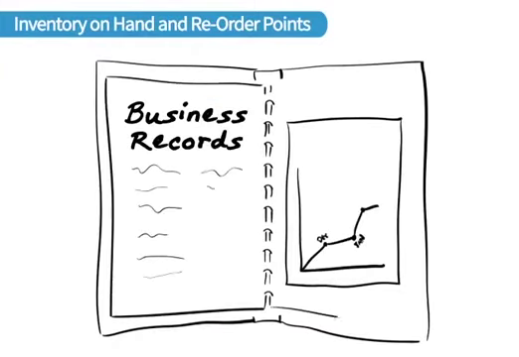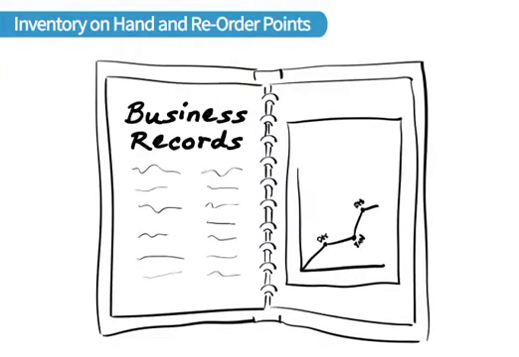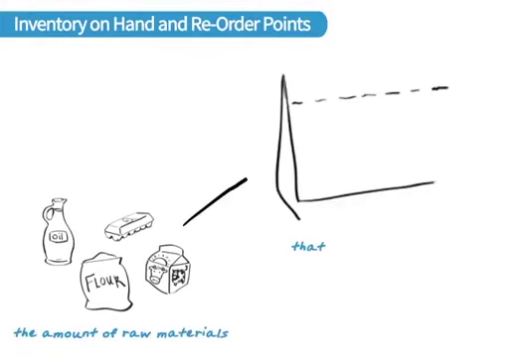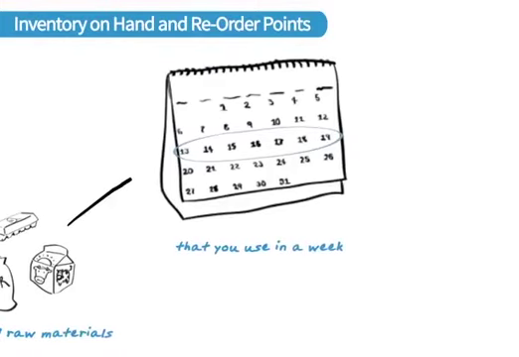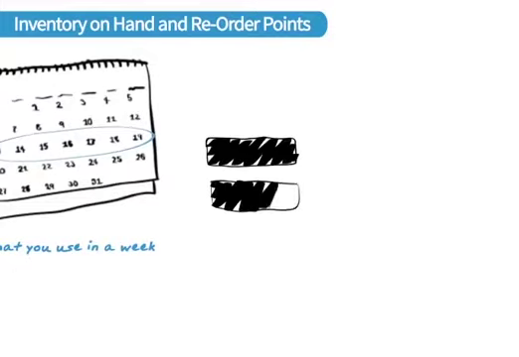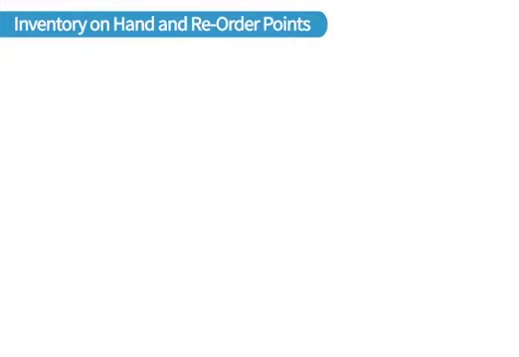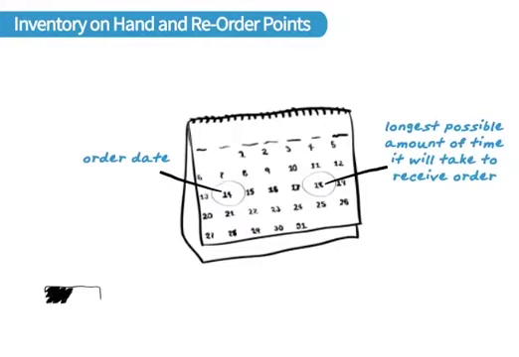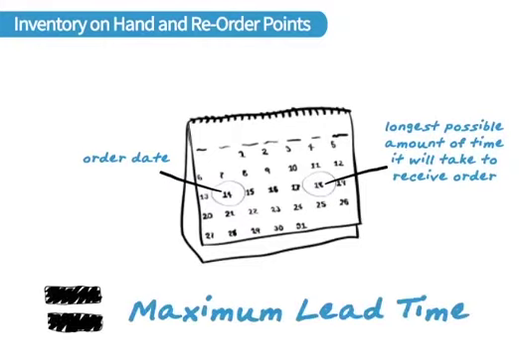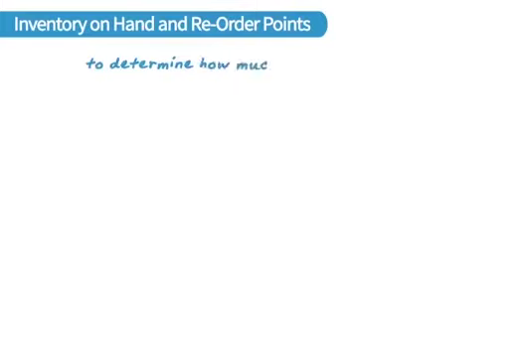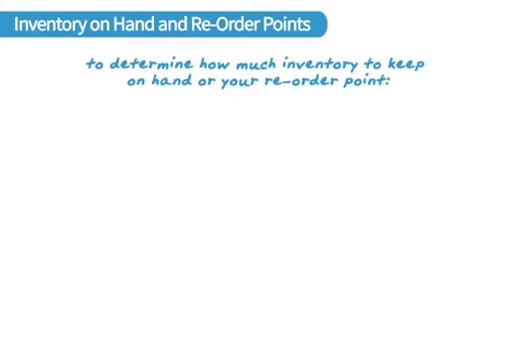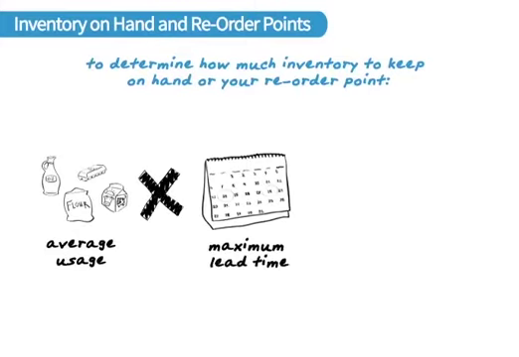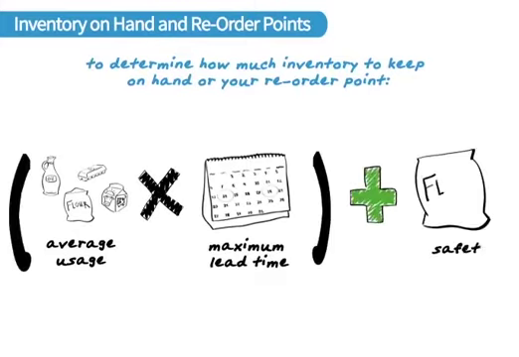Let's first look at the business records of your bakery to determine how much raw materials you use in an average week. This is your average usage. And what is the longest amount of time it takes you to receive your raw materials after you put in an order? This is the maximum lead time of your order. To determine how much inventory to keep on hand, or your reorder point, you should simply multiply your average usage by the maximum lead time of your order and add the amount of safety stock.